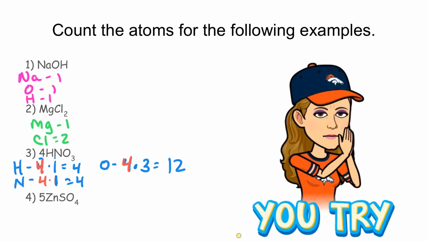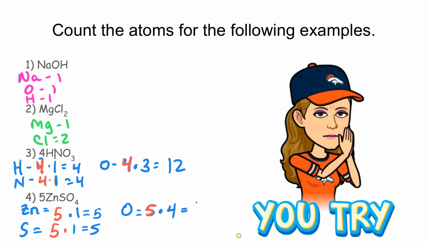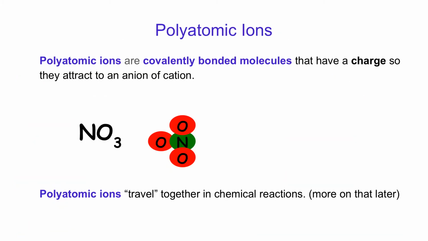Now for our last example, we have a coefficient of 5. So we have Zn, and we have the coefficient of 5, and Zn does not have a subscript, so it's just 1. So we have 5 zinc atoms. For sulfur, we have the coefficient of 5, and then we have 1, which is equal to 5. And then for oxygen, we still have the 5 coefficient, and then we have another 4, so we're going to get 20 total oxygen atoms.